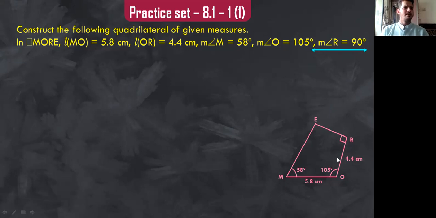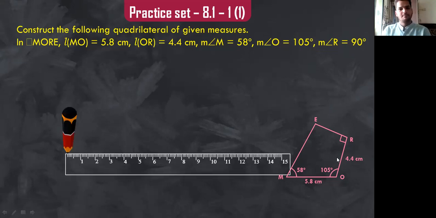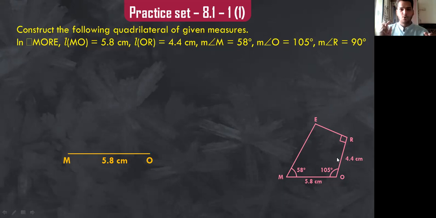Whenever you make a quadrilateral, always think with this thought: we want 4 points to be drawn or constructed. Which are the 4 points we need to construct? M, O, R, E. So first of all, let us construct the base using a scale and a pencil. Base is MO. What is the length of MO? 5.8 centimeters. So we will draw a line segment of 5.8 centimeters and mark it as MO. Out of 4, 2 points are already in the construction, M and O.